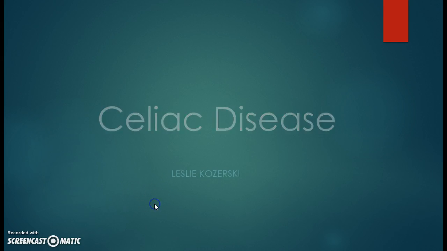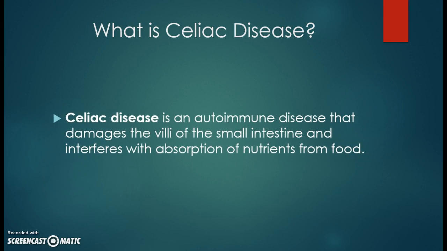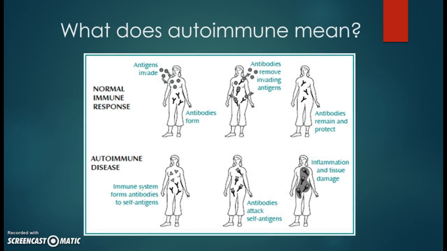Okay, what is celiac disease? Celiac disease is an autoimmune disorder that damages the villi of the small intestine and interferes with the absorption of nutrients from food. Let's break that down a little. What does autoimmune mean? In this illustration, you can see a brief depiction of a normal immune response versus an autoimmune response. The immune system, which is supposed to protect us from the outside world, is actually mistaking some part of the body as a pathogen and attacking the healthy tissue.